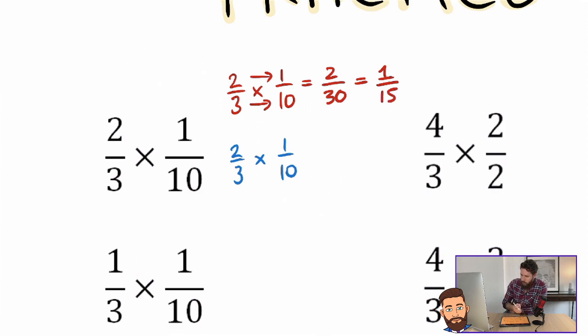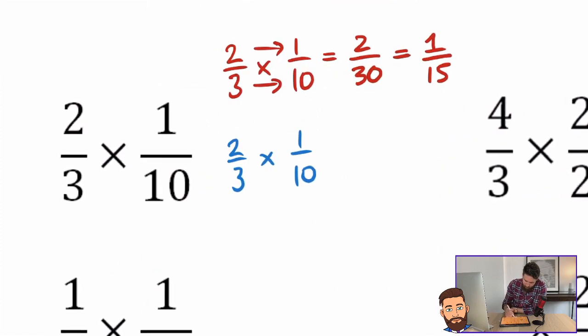If I was going to look at the cross-cancelling method in blue, check your diagonals. Can I simplify and cancel down 2 and 10? Does anything go into both 2 and 10? Yes. 2. So I could cancel this 2. How many 2s go into 2? 1. How many 2s go into 10? 5. Then check your other diagonals. Anything go into 3 and 1? No. 1 does, but that would be pointless because you'd end up with the same thing. So that's as much cross-cancelling as I can do. Then you multiply across, using your new values. 1 times 1 is 1.